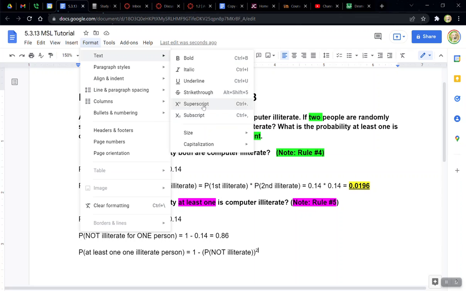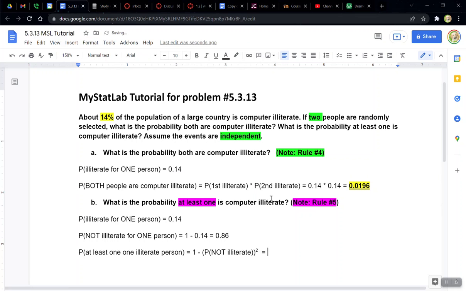Okay, so then how do we do that? Well, that would be 1 minus the probability of not illiterate we just found is 0.86, and we're going to raise that to the 2 power. And that's it. So the tricky part about these ones is you have to do 1 minus twice. You have to do 1 minus right here to find what the probability of not illiterate is for one person. And then you have to do it again down here, but it's in a different format. So this is 1 minus that 0.86 to the second power.